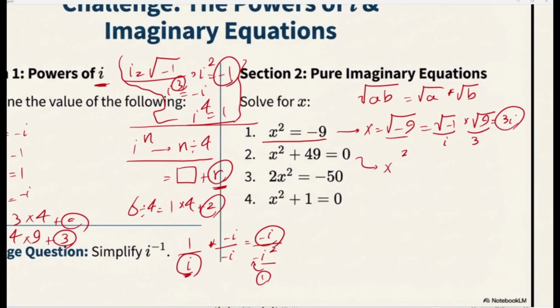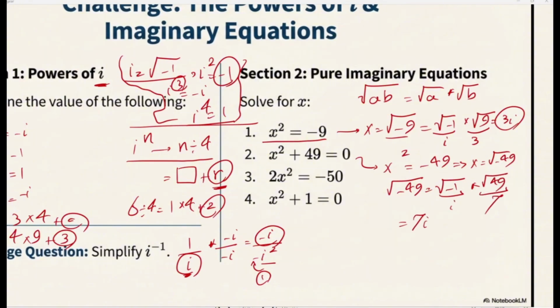What about this case? Still, if you rearrange it, you have x to the power 2 is -49. So it means that your x equals root of -49, and the only thing you have to do is just write it down as root of -49 equals root of -1 times root of 49. This guy is 7, so the final answer is 7i itself.